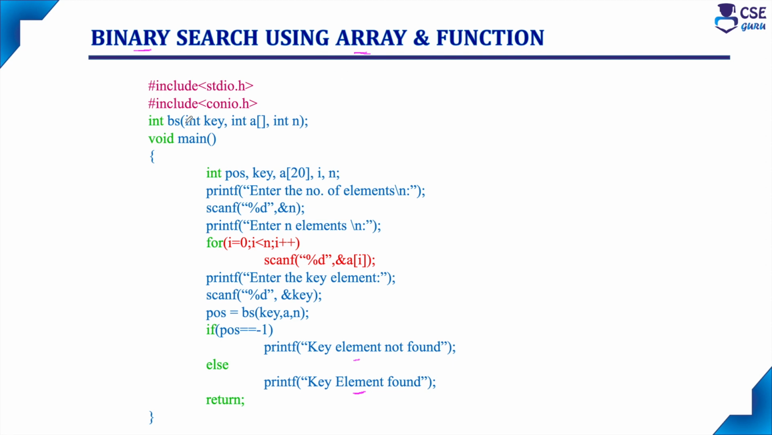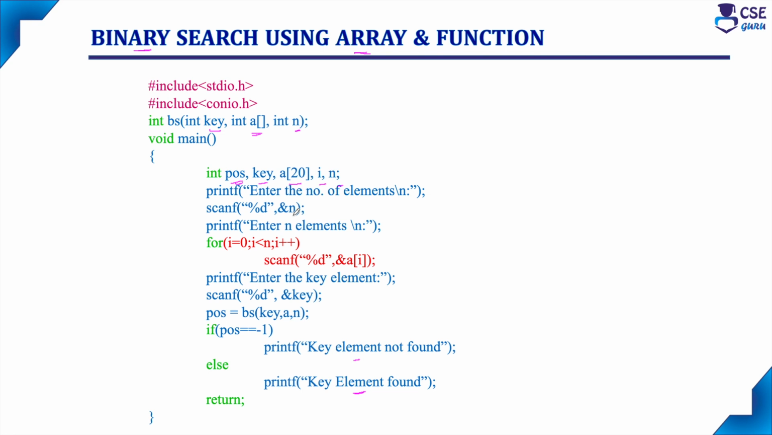Remaining things are everything the same as linear search; only the logic will differ. Like linear search, we have to pass three parameters: one is the key element, another is the array, and another is n, the number of elements in the array. And this is the function declaration. Inside the main function, the same thing: position is of integer data type. Similarly key, array of 20, i and n. Everything is of integer data type.